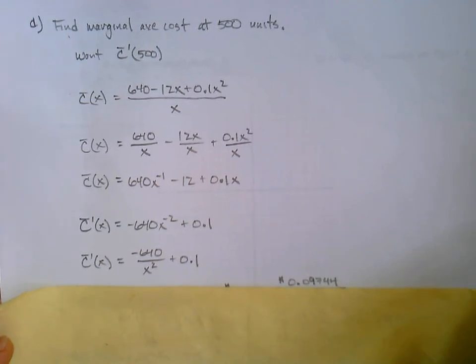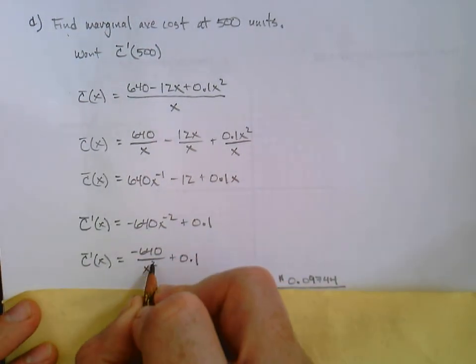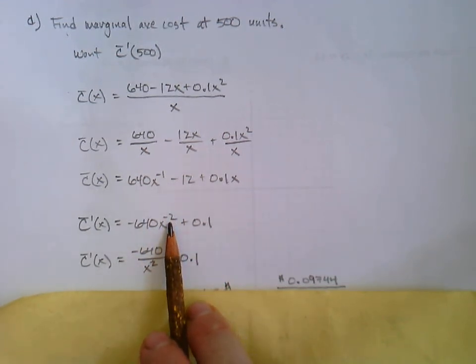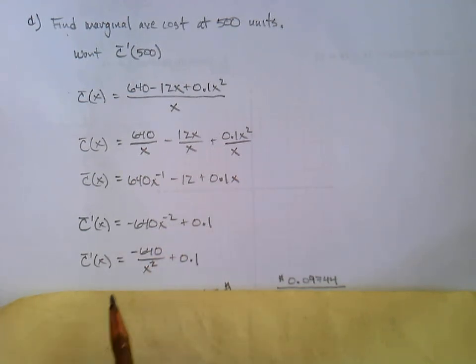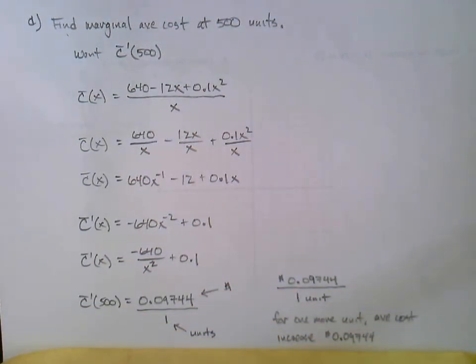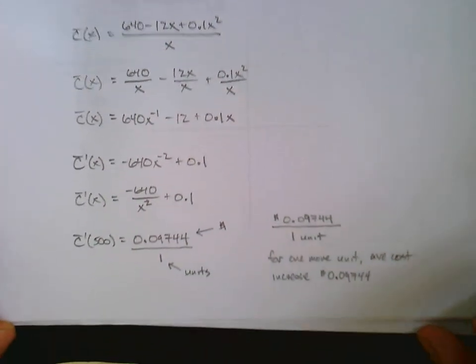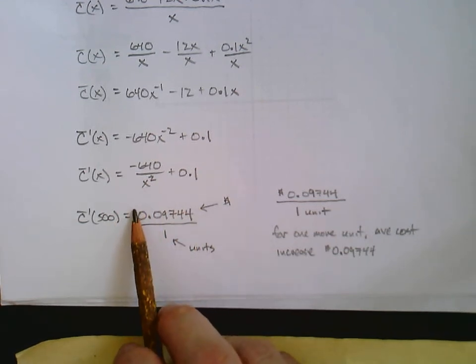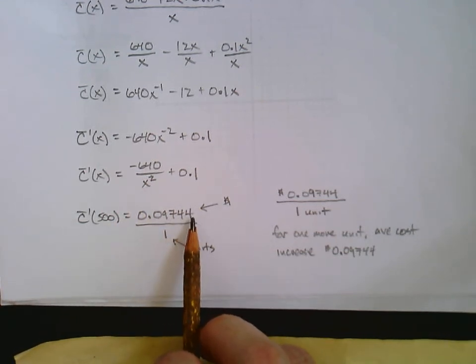And you may choose, I like to do this personally, when I'm taking a derivative, you want to have that negative exponent. And if the answer was the derivative, you could just leave it like that. But because I'm about to plug a number in, I prefer to just go ahead and rewrite it as negative 640 over x squared, because it's easier for me to think about plugging a number in that way. Okay, so finally, we'll plug in the 500. And this number right here is what I got, 0.09744.